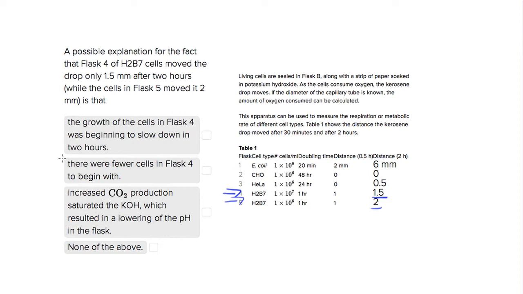Let's look. Choice 2, there were fewer cells in Flask 4 to begin with. Patently false, because we see that this number is much bigger than this number by an order of magnitude. So that's not good. Choice 3, increased CO2 production saturated the KOH, which resulted in a lowering of the pH in the flask. We don't talk about pH in this entire experiment. With science questions, you want to rely just on what's in the passage. So this is a really narrow assumption, so we can't really say that.